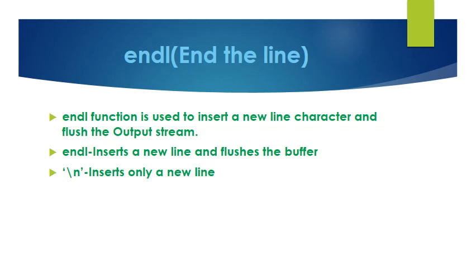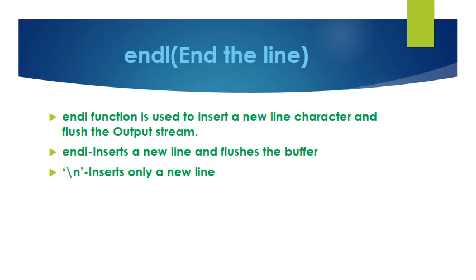First, endl manipulator. The endl function is used to insert a new line character and flush the output stream. So, the working of the endl manipulator is similar to the \n character in C++. endl inserts a new line and flushes the buffer. That is, it cleans the memory space, whereas \n inserts only a new line.